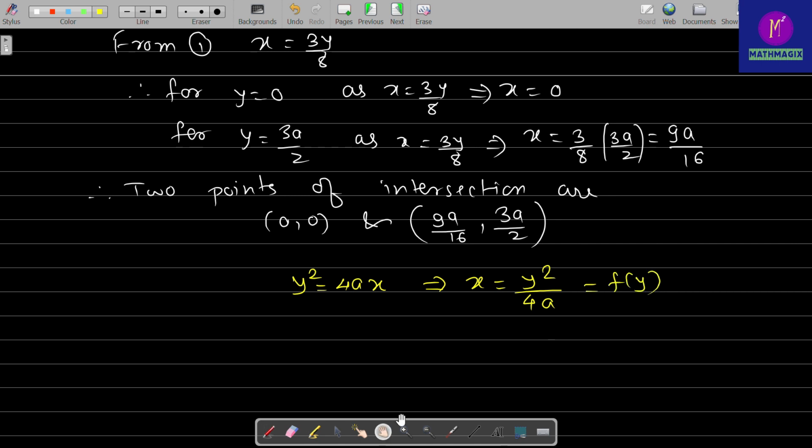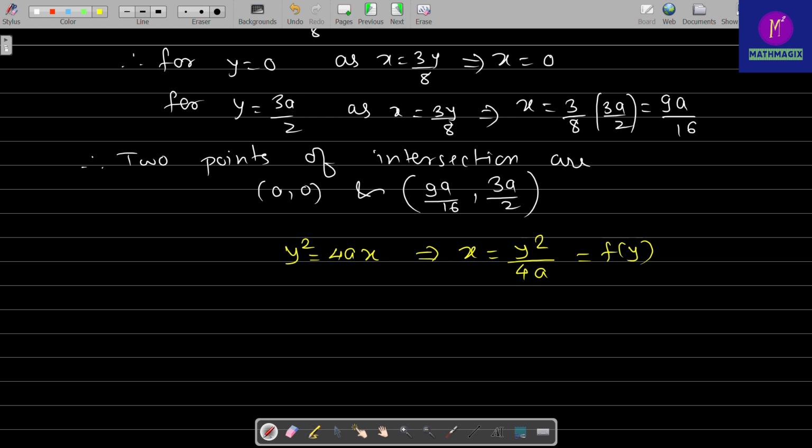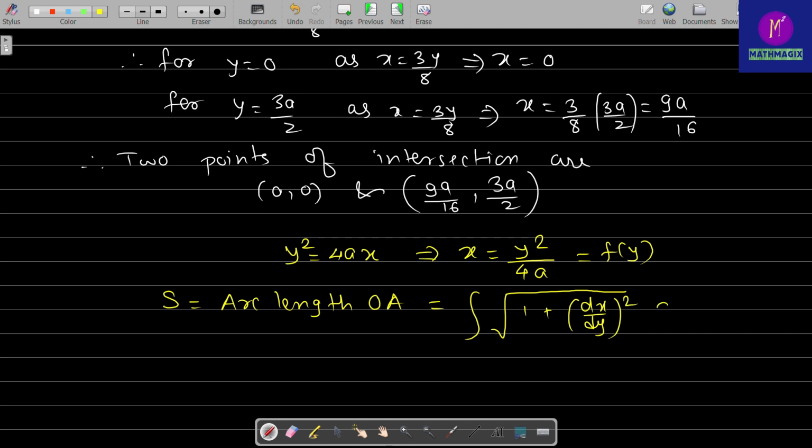So let us use accordingly the formula of rectification. The formula of rectification that we are going to use over here is S equals arc length OA. As x is a function of y, we need to use a formula in this way. It is the integration of the square root of 1 plus (dx by dy) the whole square, because x is a function of y. Here we have to integrate obviously with respect to y, and the limits that we need to write down will also be of y.